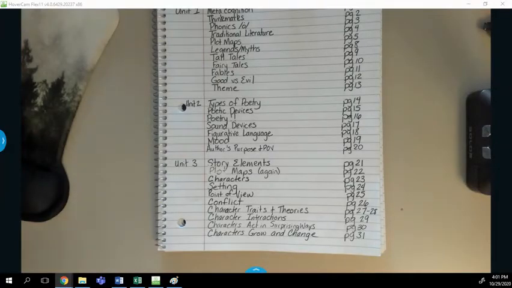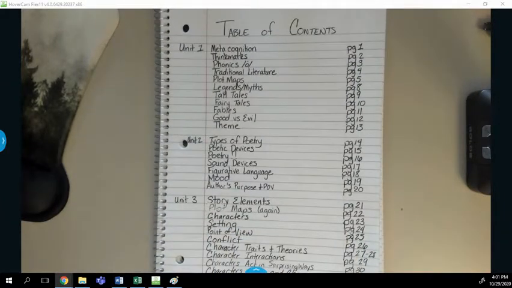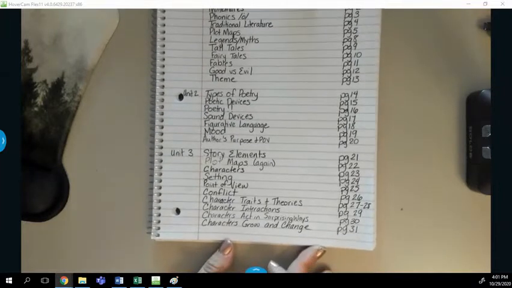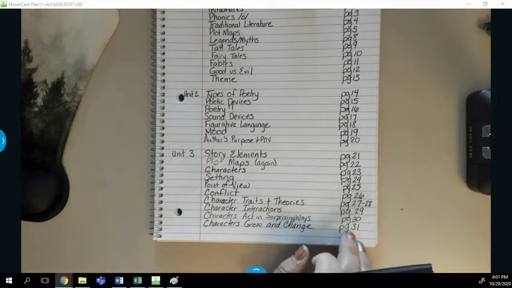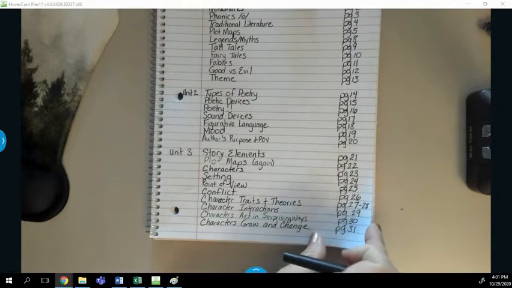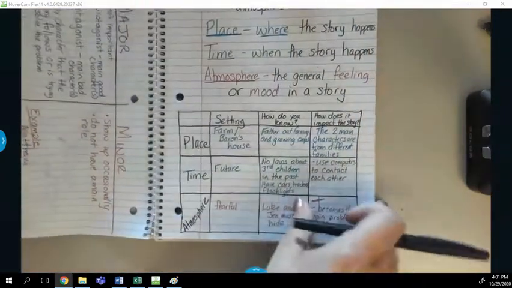All right, Huskies, we're back and we're doing more on our reading. Today we are working on characters grow and change, so you do need your reading notebook. Open up to your table of contents, and then at the bottom you're going to write out characters grow and change, and then put down your page number. I'm on page 31, and you need to write down the next blank page that you have in your reading notebook.